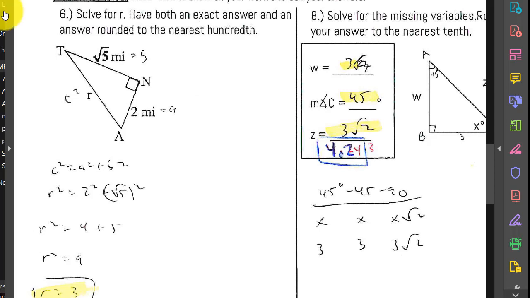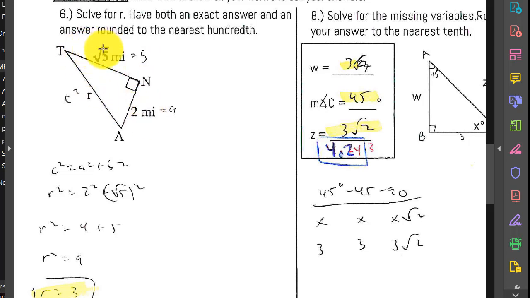Alright, backside question number 6. Make sure to show all your work and box your answers. Solve for R, right there. Have both an exact answer and an answer rounded to the nearest hundredth, if you have those. So here I have a right triangle, which I noticed right here. This is triangle TAN, and you have the side lengths of 2 and a radical 5.